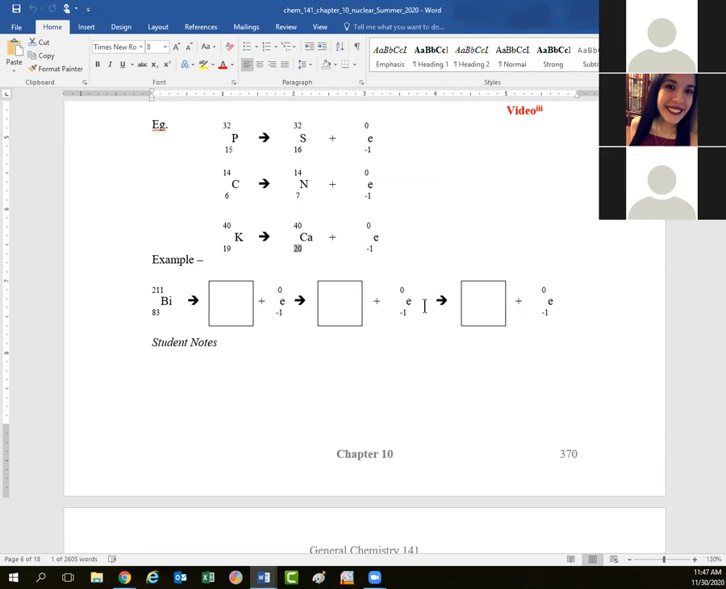And we can see with these particular examples of beta radiation, how we're taking unstable isotopes with an uneven number of protons and neutrons and turning them into a stable isotope each time because they now have an equal number of protons and neutrons.